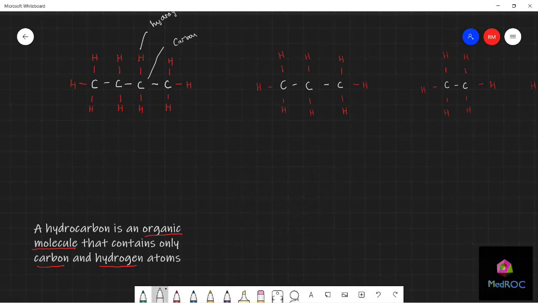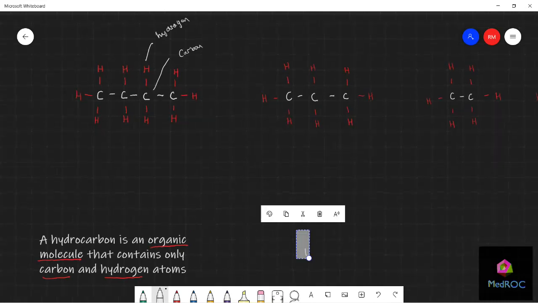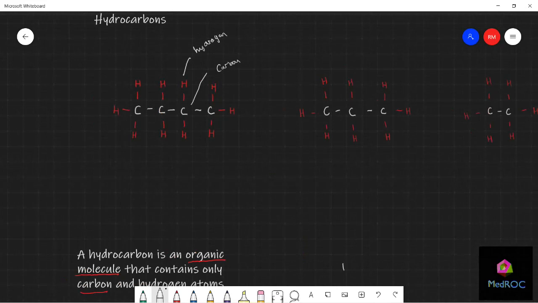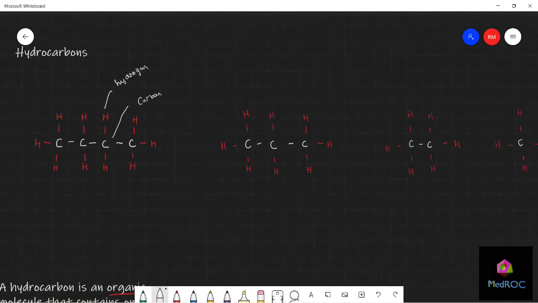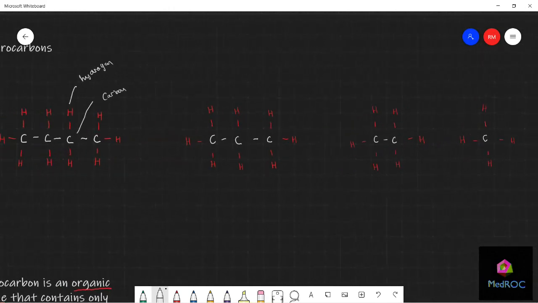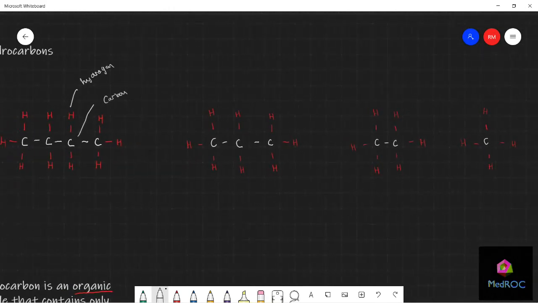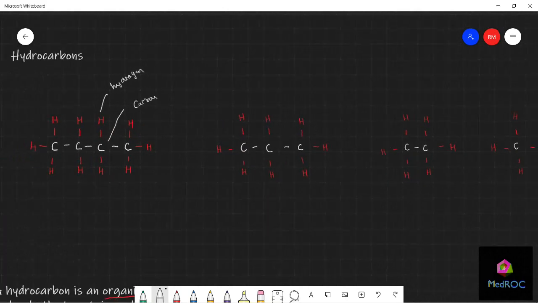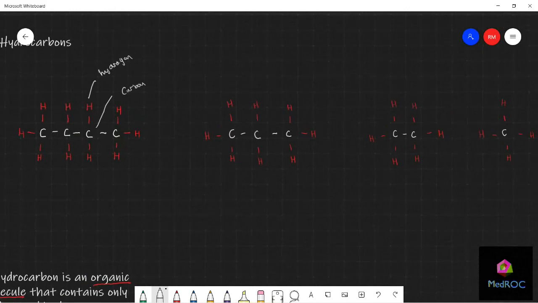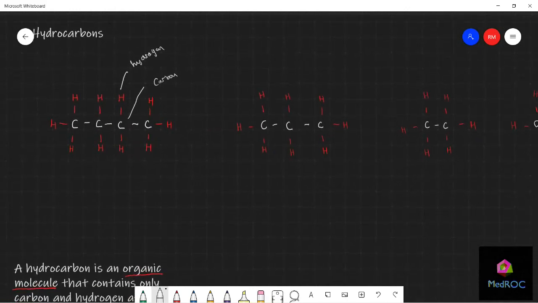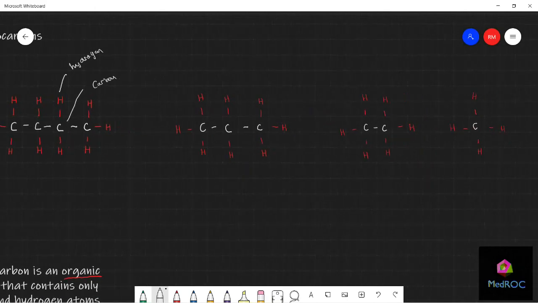But anyway, here I've previously drawn the first four hydrocarbons. Now, hydrocarbons is quite a vague term. These are all part of the homologous series of an alkane. Homologous series just being the family that different organic molecules and compounds belong to.